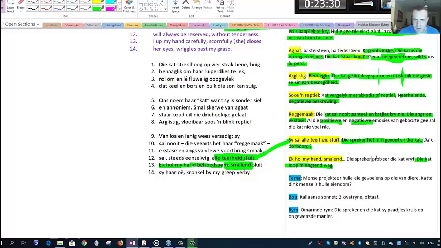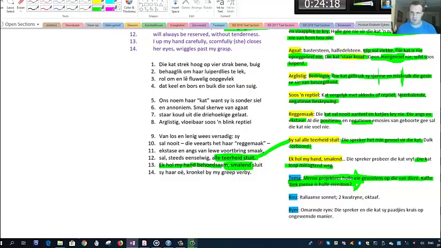Okay, so the theme, like we said, isn't it this, that people, mense projekteer hulle eie gevoelens op die van diere, katte, dink mense, is hulle eiendom. So, people project their own feelings on that of animals. And maybe sometimes cats think that people are their owners. Okay, or they own their owners. Maybe that's the theme is also speaking to or describing the personality or the nature of cats. Maybe that's the theme, it's just the nature of cats from the perspective of a non-cat person.